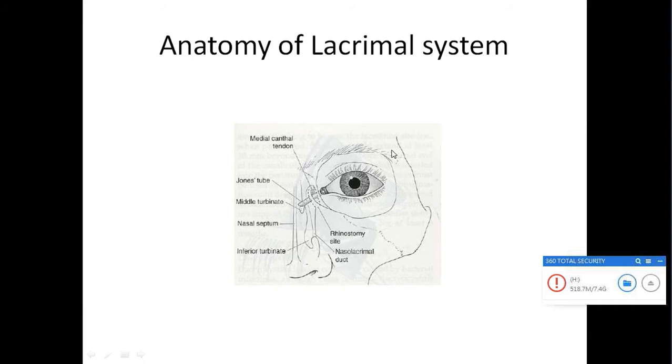Lacrimal gland is situated. Main lacrimal gland is situated superior-temporally in the orbit above the globe. And tears are secreted by main lacrimal gland and accessory lacrimal glands like gland of Wolfring and Krause. So these secreted tears will get collected at the medial canthus in a shape of lake. It is also known as lacus lacrimalis.